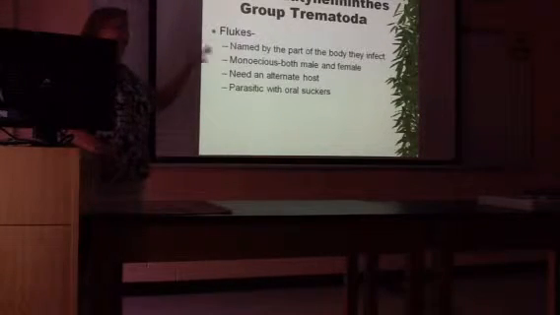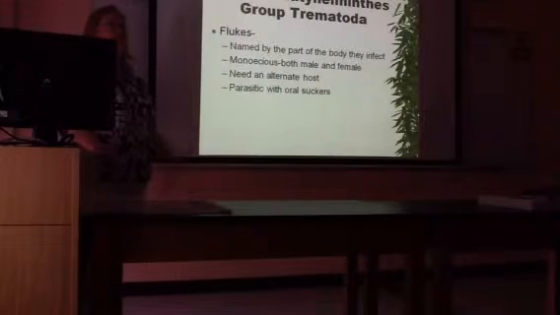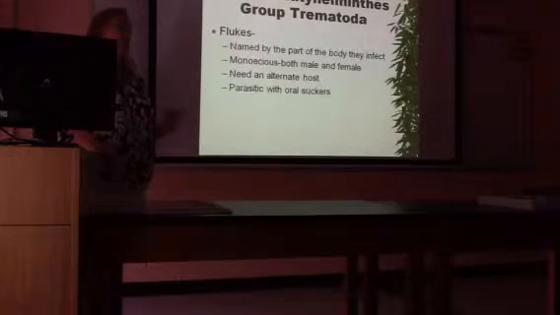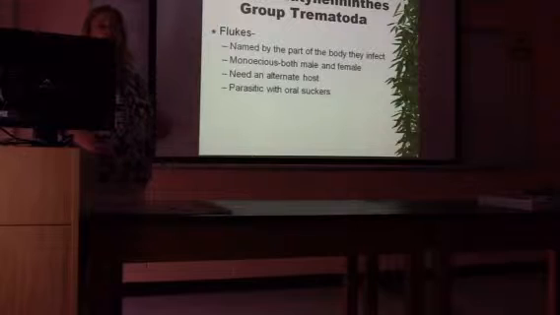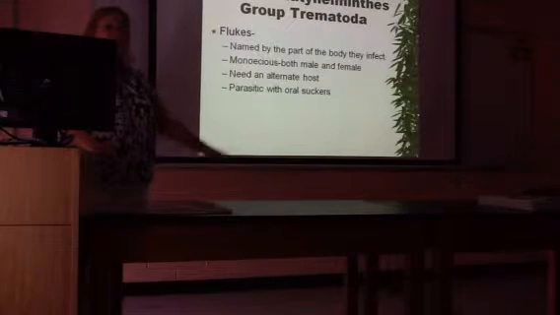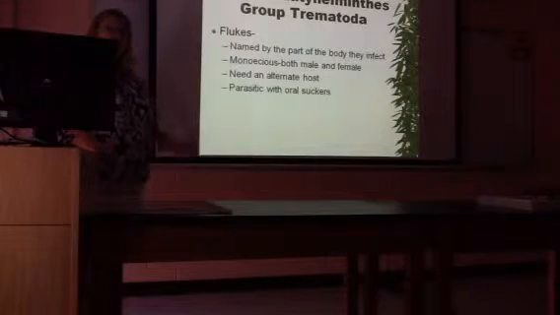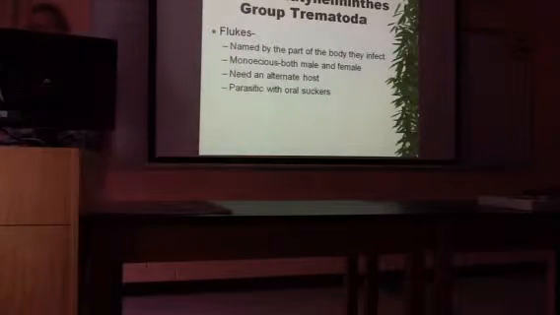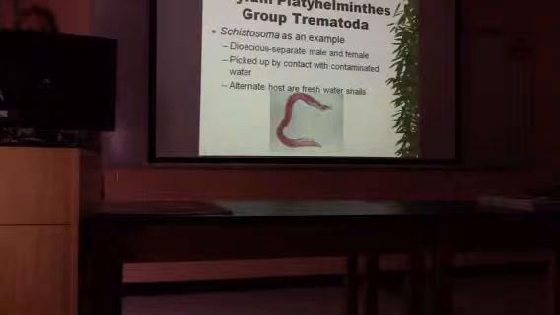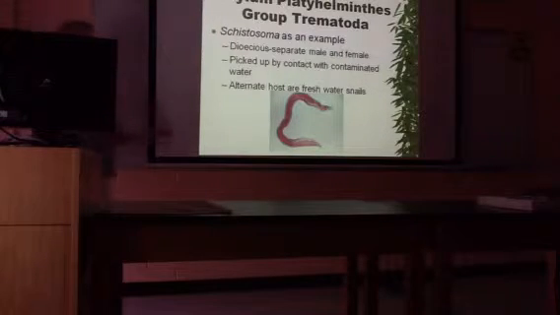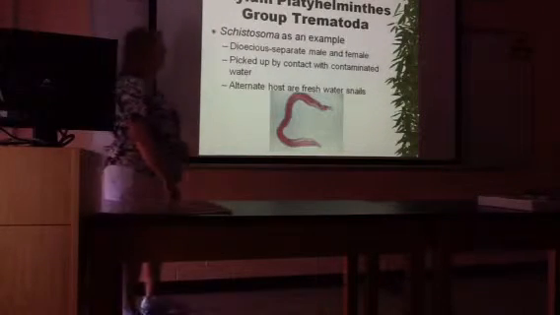All right, so again, these are just general characteristics. Most of them are monoecious, both male and female in one worm. They have two hosts to complete their life cycle, the primary, which is usually us or another mammal, and the alternate host, which is another organism, usually not a mammal, necessary to complete the life cycle of the worm. And in general, they're parasitic with oral suckers. So now we're going to do a specific example of a worm in this category, phylum Platyhelminthes, group Trematoda.